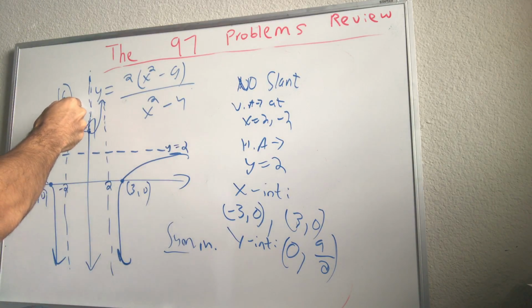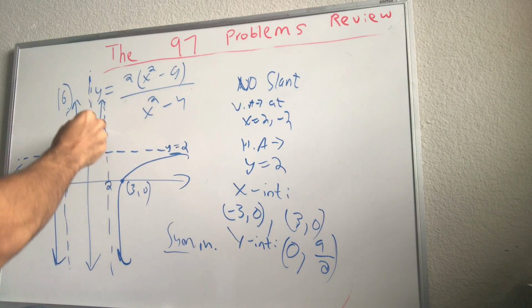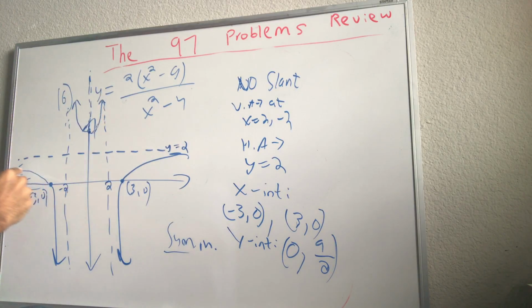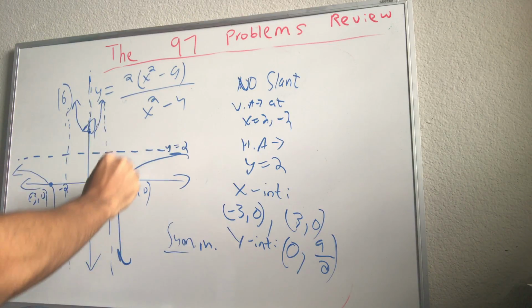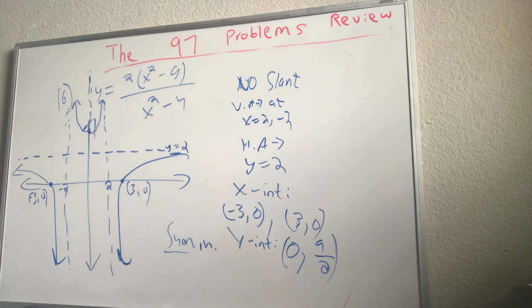If you reflect this portion of the graph about the y-axis, you get something like this. Similarly, if you reflect this part of the graph, or this entire curve over here, about the y-axis, you'll get something like this. So this is symmetrical about the y-axis.